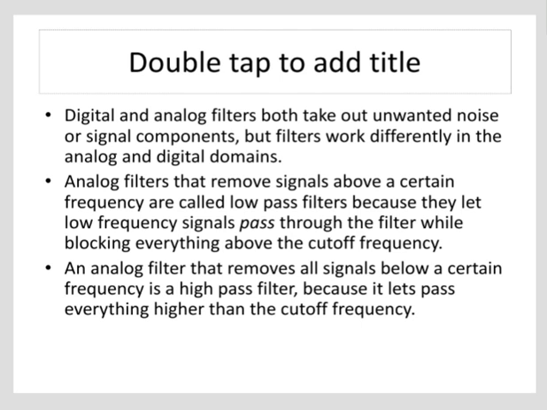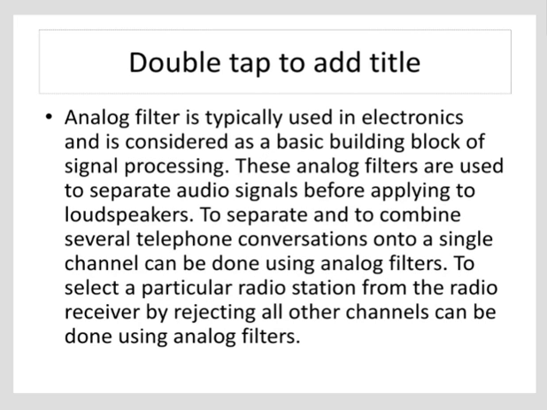An analog filter that removes all the signals below a certain frequency is a high pass filter because it passes everything higher than the cutoff frequency. Analog filters are typically used in electronics and are considered a basic building block of signal processing.